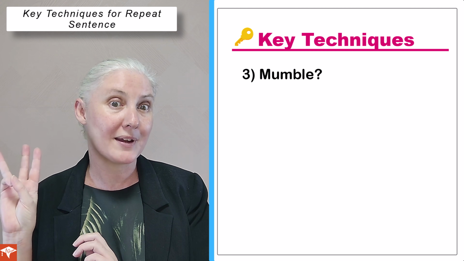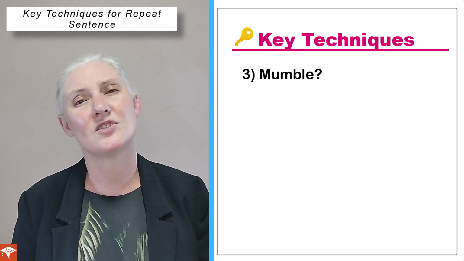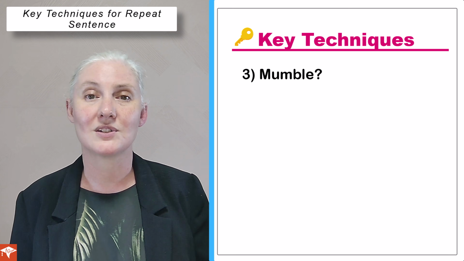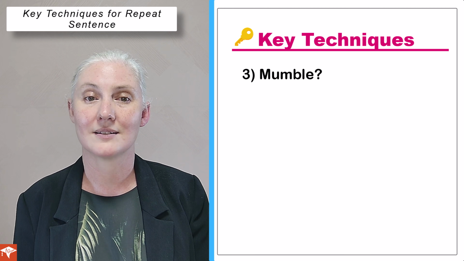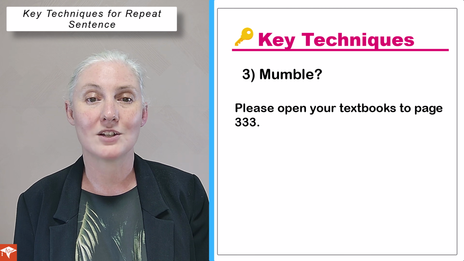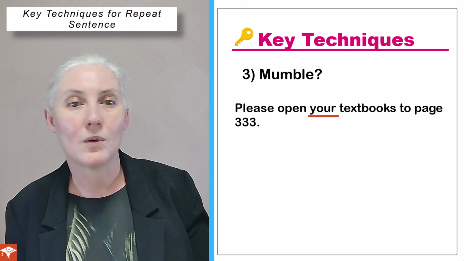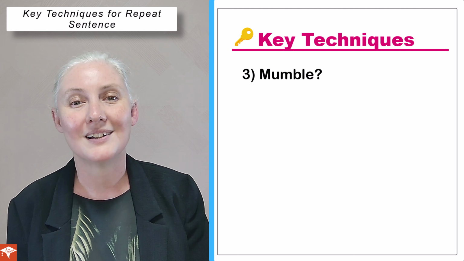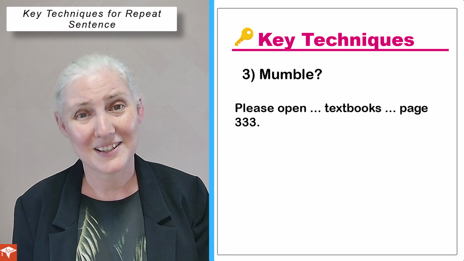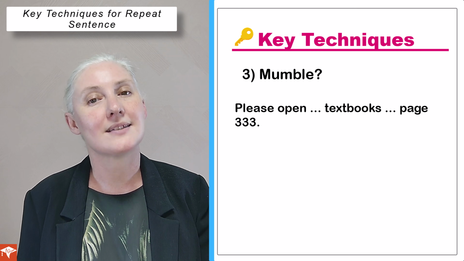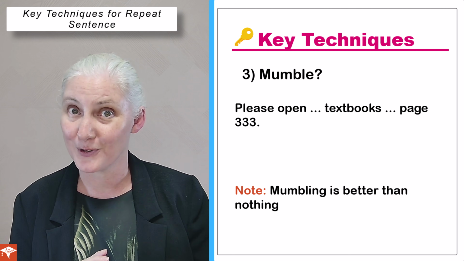Okay, so step 3, your last resort step. If you can't catch some words, just mumble them. Mumble means to speak like this. Imagine you had to repeat this sentence. Please open your textbooks to page 333. But imagine you couldn't catch the words your and to. So, mumble. Please open your textbooks page 333. It's not perfect, but you would at least get some points for fluency. But of course, only do it if you can't catch those words.